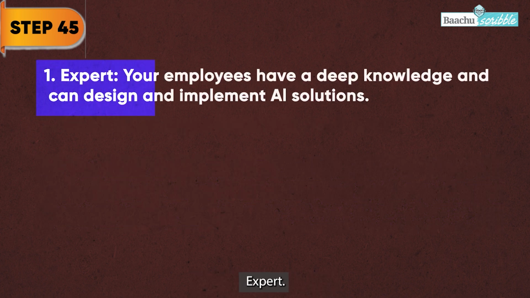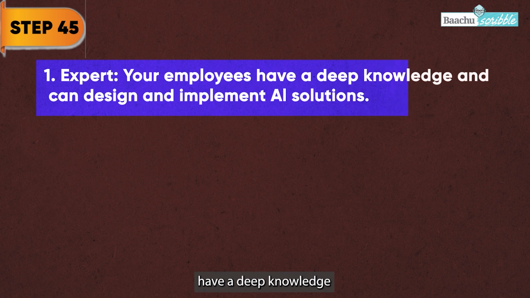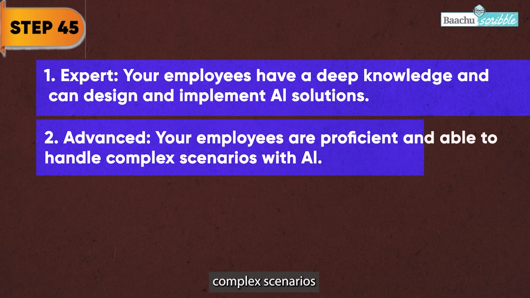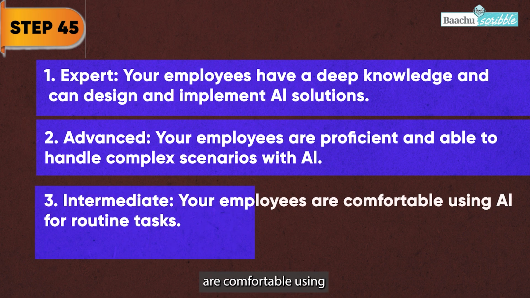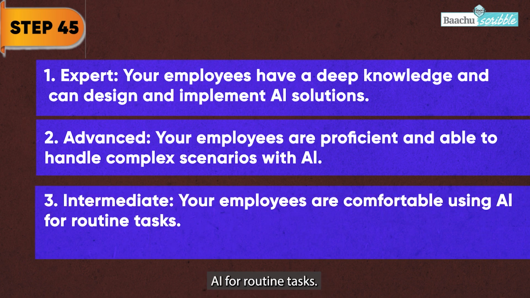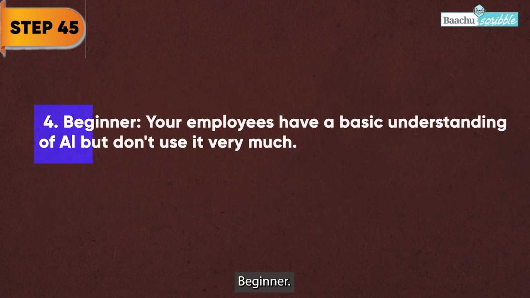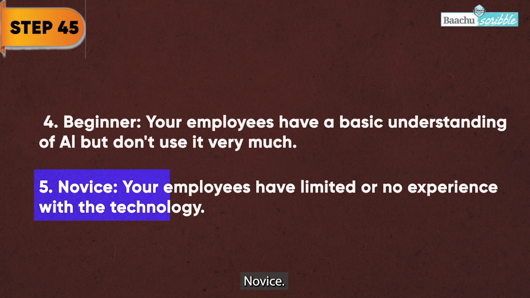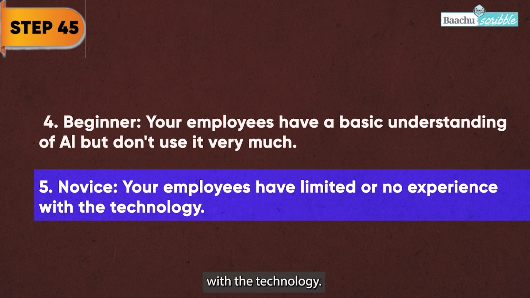1. Expert. Your employees have a deep knowledge and can design and implement AI solutions. 2. Advanced. Your employees are proficient and able to handle complex scenarios with AI. 3. Intermediate. Your employees are comfortable using AI for routine tasks. 4. Beginner. Your employees have a basic understanding of AI but don't use it very much. 5. Novice. Your employees have limited or no experience with the technology.